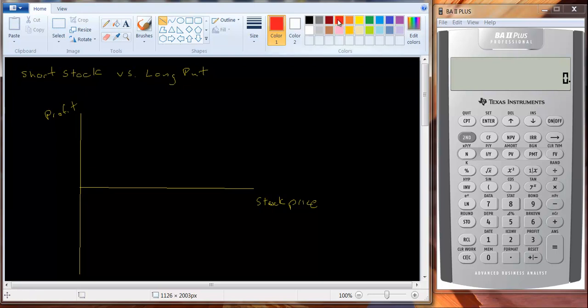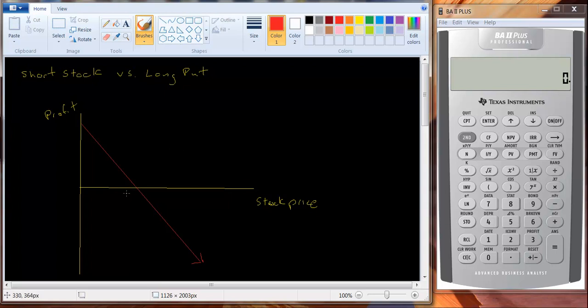So let me try and draw a little picture here of what the payoff diagram looks like. It's going to be downward sloping. It should have a slope of -1. I don't know if I've actually done a good job of that, and I'm going to put an arrow on this because there's really no limit to how high the price of the stock can go. Remember, when you short sell something, you're selling it at a certain price and then you hope to buy it back at a lower price.